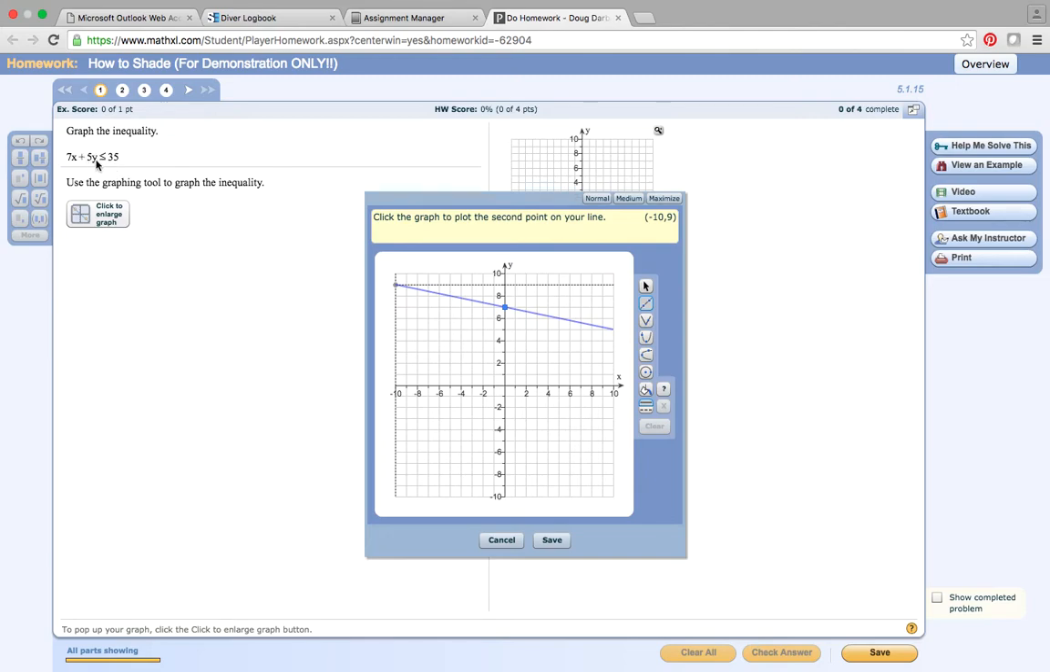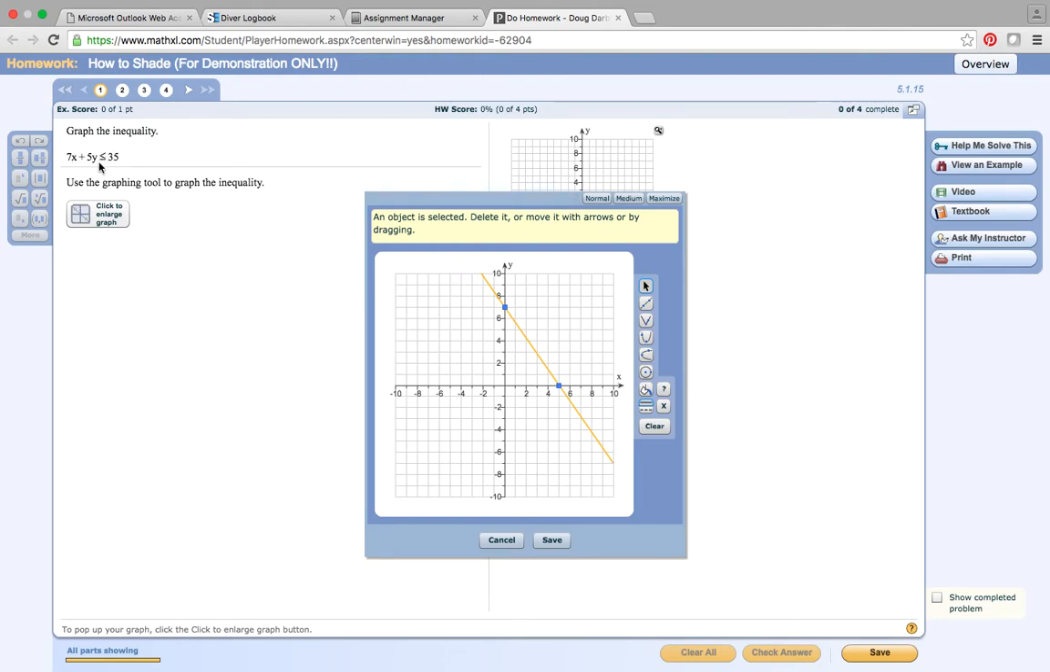I'm going to put a 0 right there. I can visualize 7x equal 35, and that goes away. So x would be equal to 5, so I'm going to come to 5 and hover over that. Okay. Now up in the upper right hand corner, when you're hovering over those points, you can see exactly the ordered pair that you're selecting.